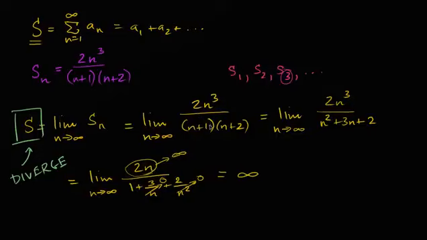So hopefully that makes sense. We had an infinite series, and we had a formula for the partial sum of the first n terms. And then we said, oh look, the infinite series, you could view it as a limit, as n approaches infinity, of the partial sum S sub n. And we said, hey, that approaches infinity. This thing is diverging.